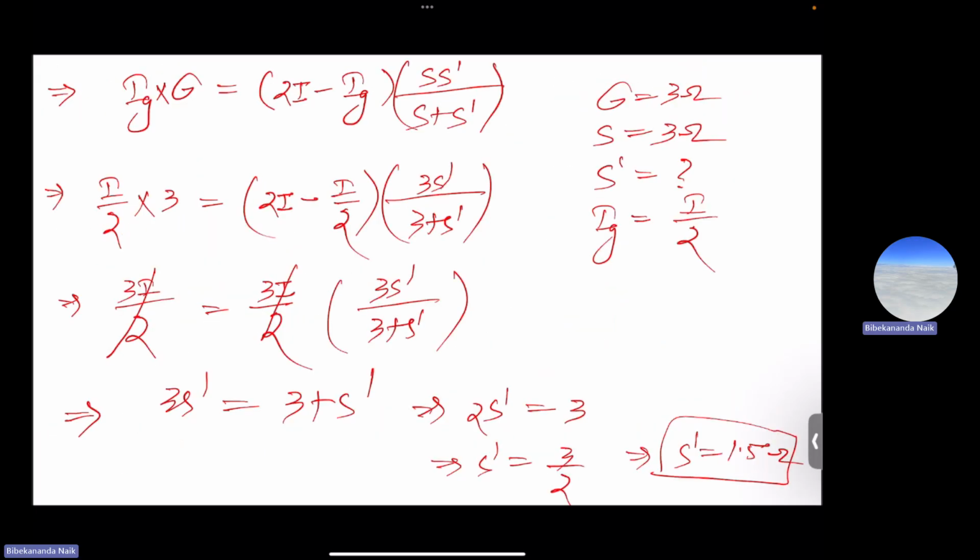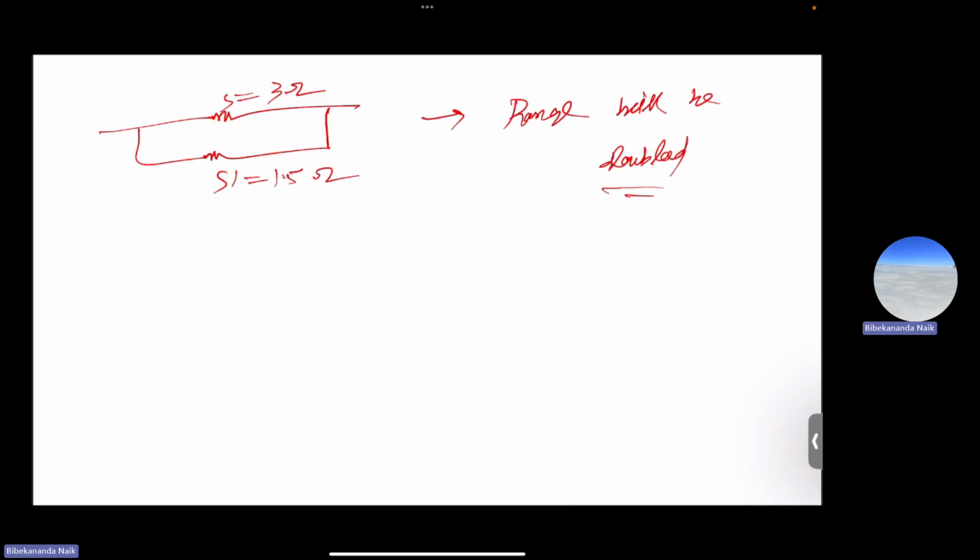So when we solve this equation and put the values, we got the additional resistance that needs to be connected is 1.5 ohm. So I hope this is clear to everyone. It was a very important question from the point of view of your exams also. So now let's move to question number 3.